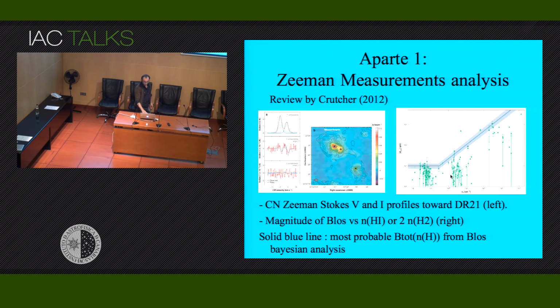And we can see from Zeeman measurements that there is an increase of the magnetic field into denser regions. So this tells us that the field is probably very important in terms of maybe slowing the mechanism or redistributing the turbulence in the medium.